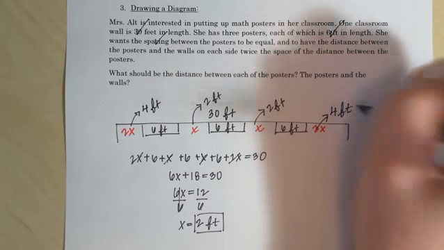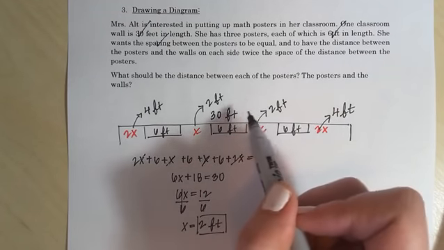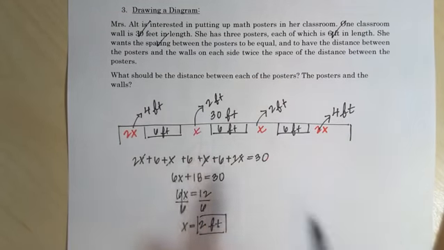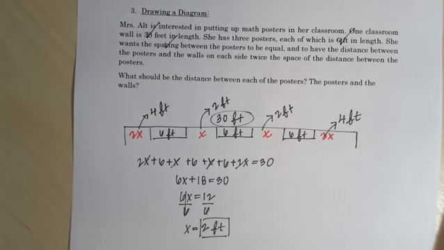If you ever want to check to make sure you solved correctly, you can always just go back and add up each of these values and check to make sure that it's the total length that you're working with. So you're just drawing a picture, filling in the values that you know, and assigning variables to the values you don't, so you can figure out whatever spacing is involved.